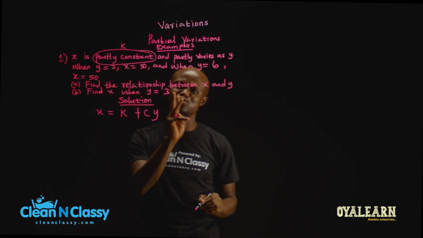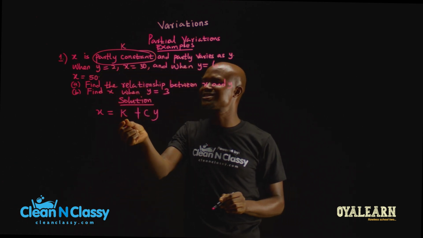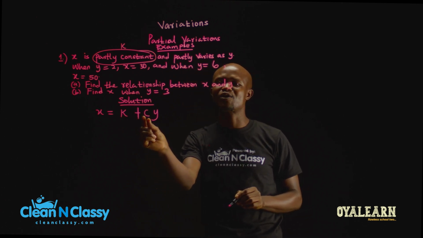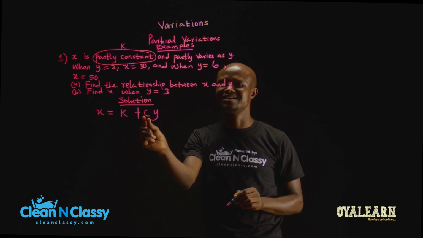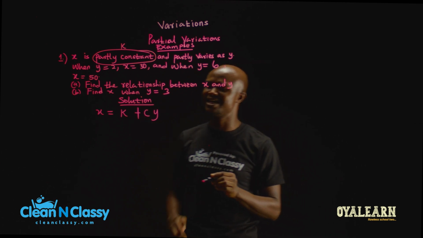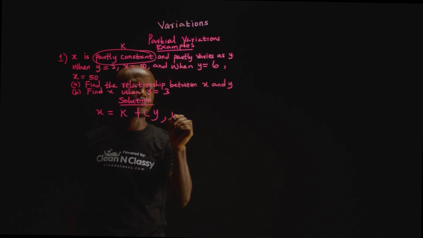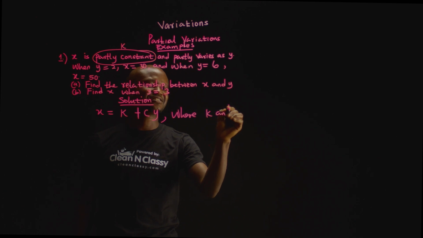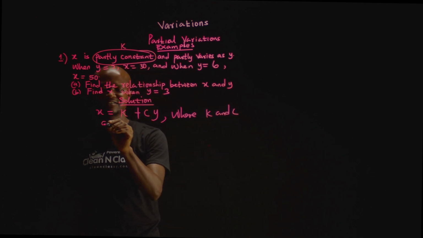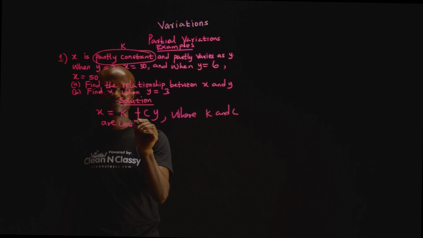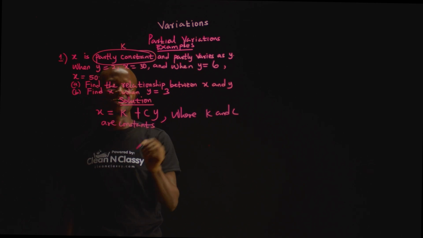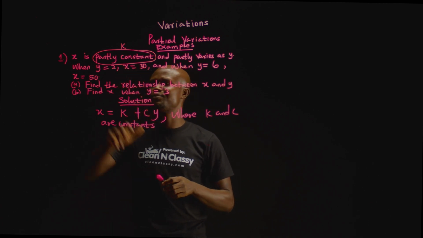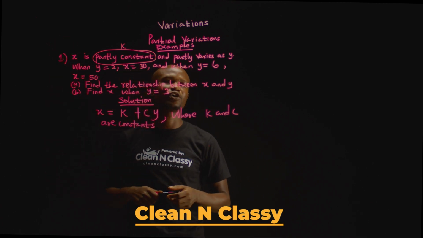It means that we now have two constants. For the partly constant, it is k. For the other constant of variation, it is c. So we have two constants, k and c. So I will write here, where k and c are constants. Now, we have done the interpretation of the first part of the problem.